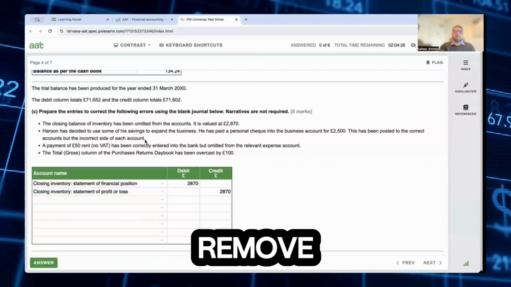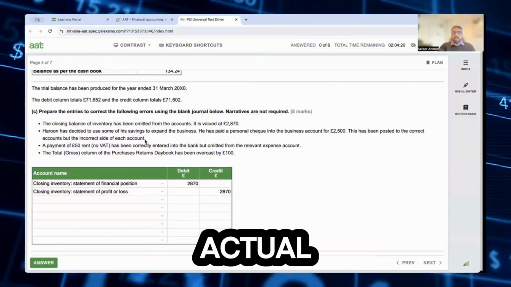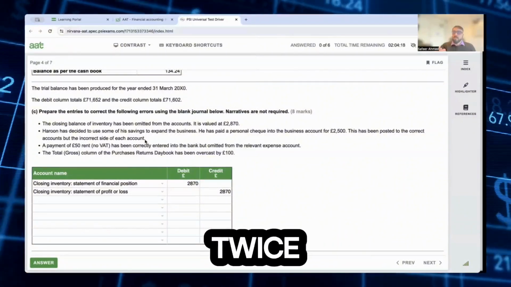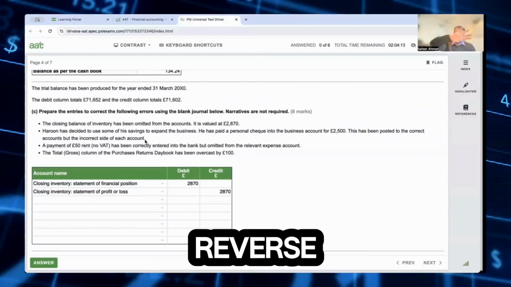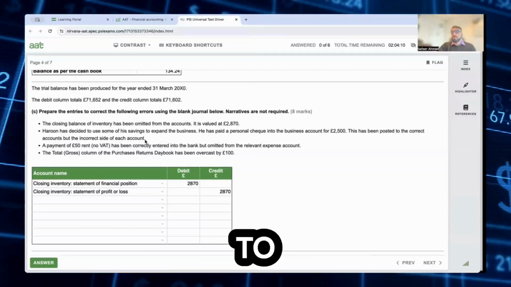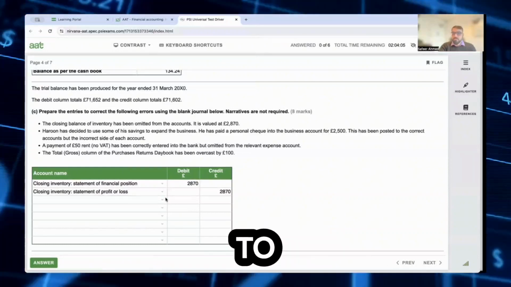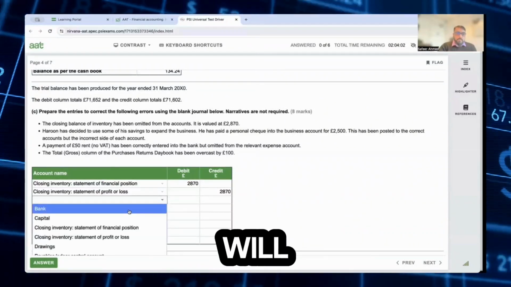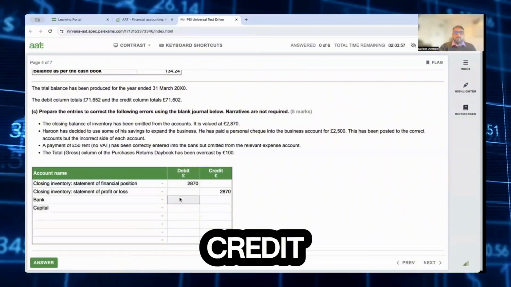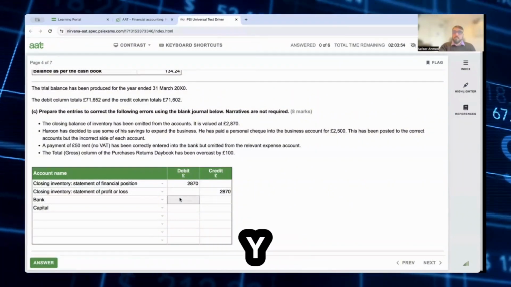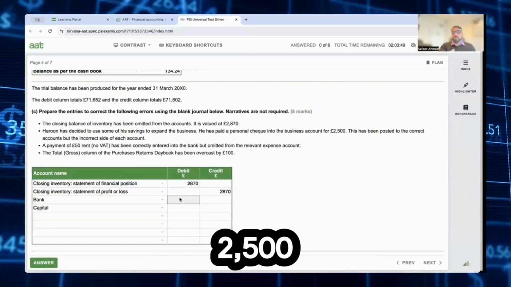So first we need to remove the effect of the error and then record the actual transaction, the actual entry. So in other words, it will be twice the amount. Why? 2,500 to reverse the entry to remove the effect of the error, basically. And then the second one is, of course, that we were supposed to record it. So bank will be debit and capital will be credit, with how much amount? It will be 5,000. Why? 2,500 to remove the error we made, and 2,500 because we were supposed to do it.